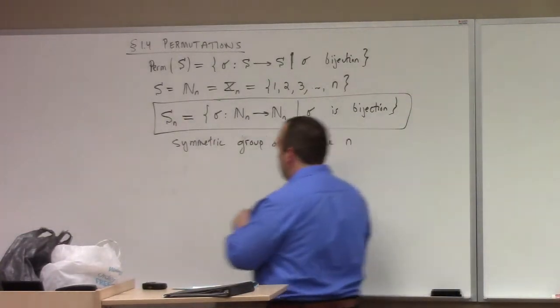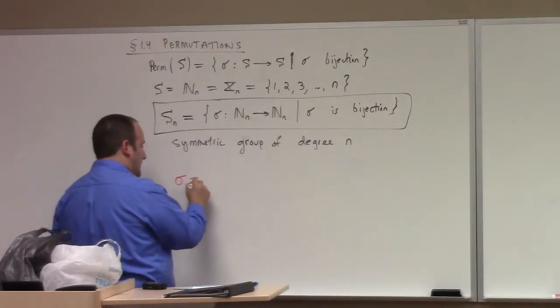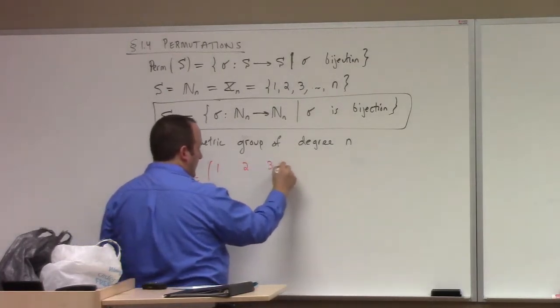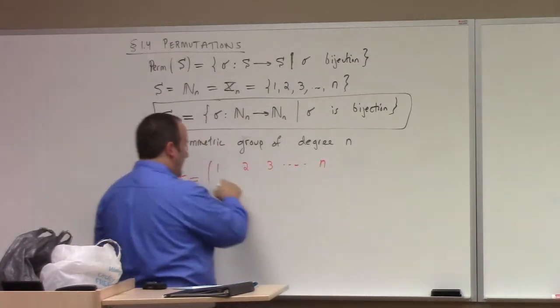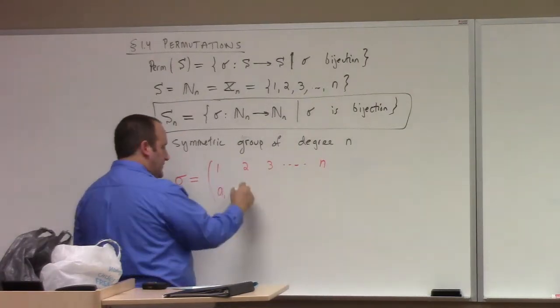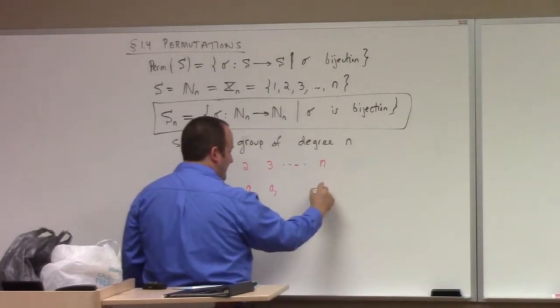N factorial, right. So here's a notation we could use for that. It's kind of like case-wise defined. So we've got 1, 2, 3, up to n. Let's suppose that we send 1 to a sub 1, we send 2 to a sub 2, we send 3 to a sub 3, and we send n to a sub n.